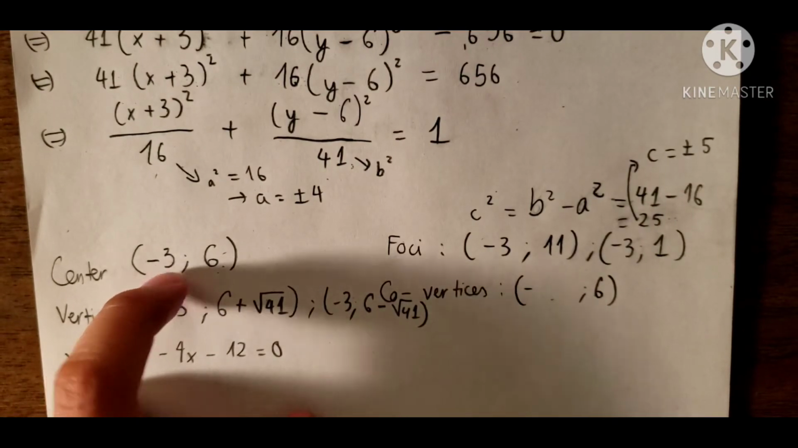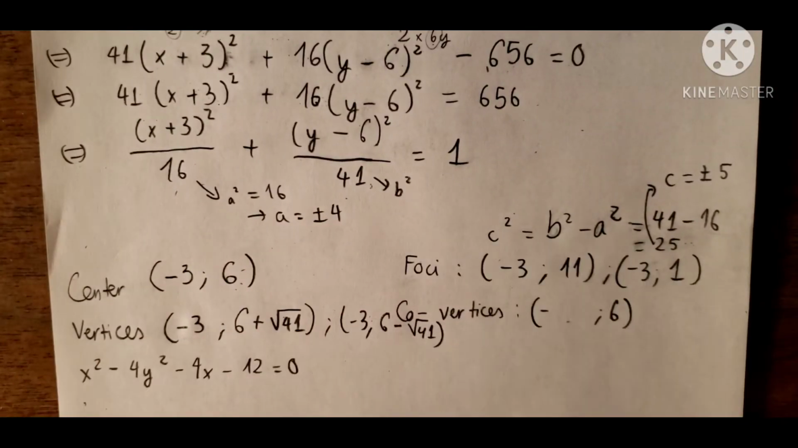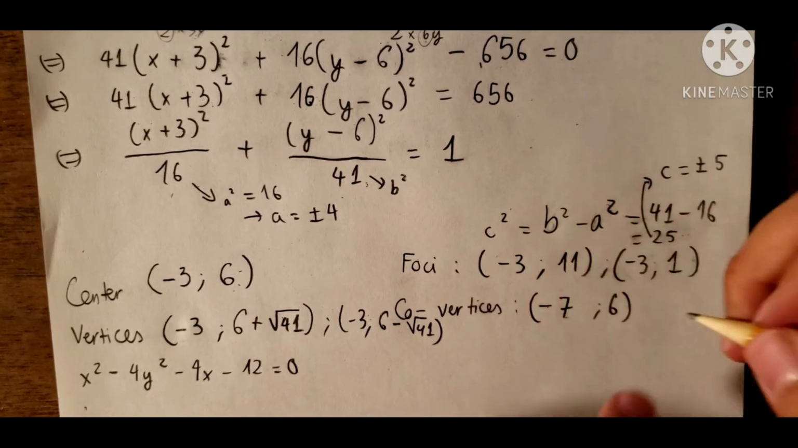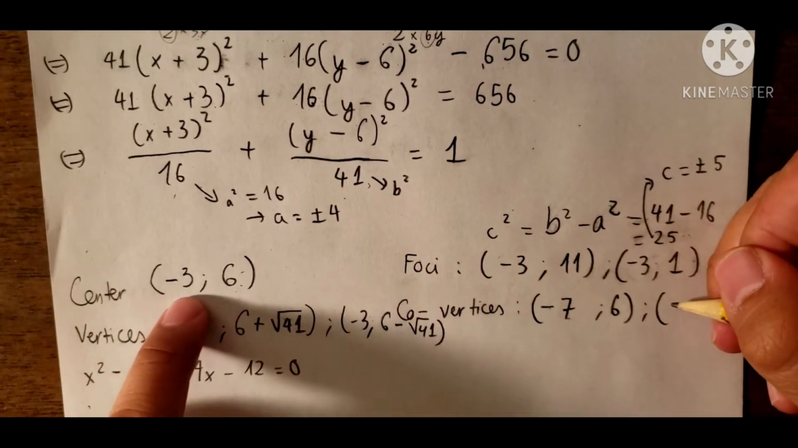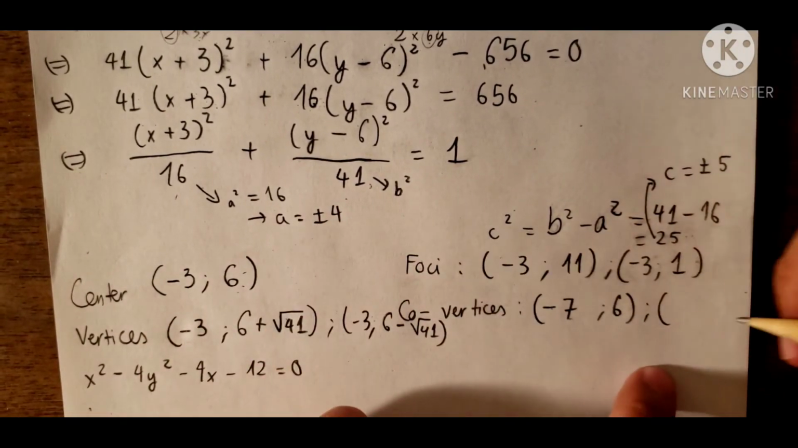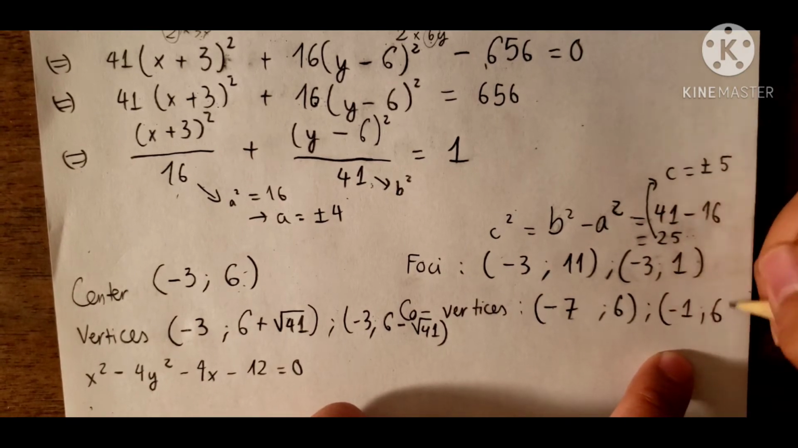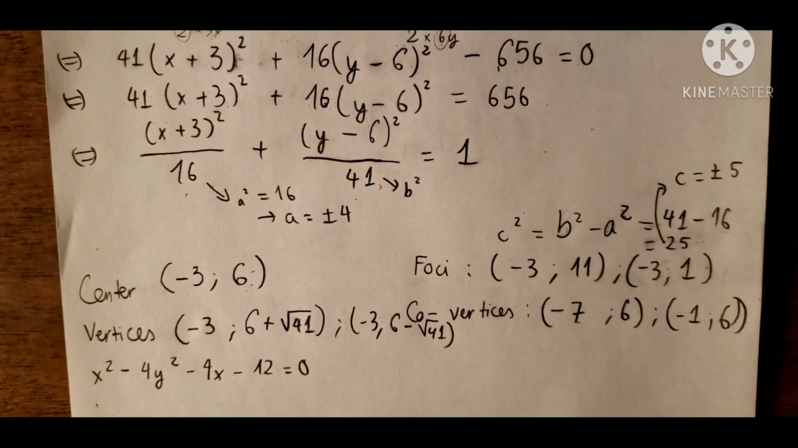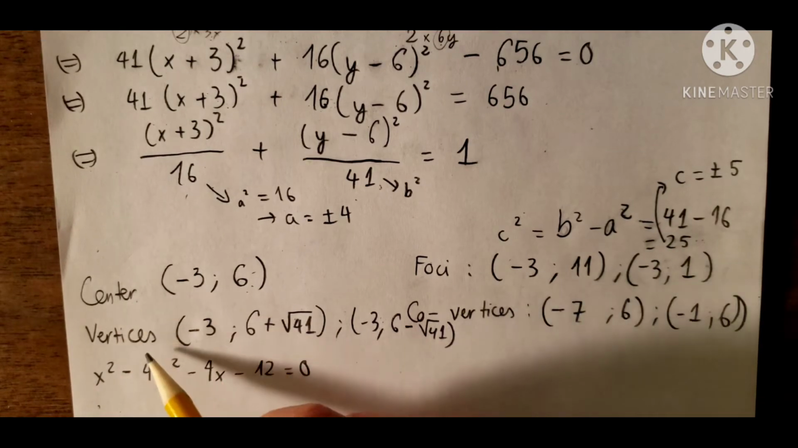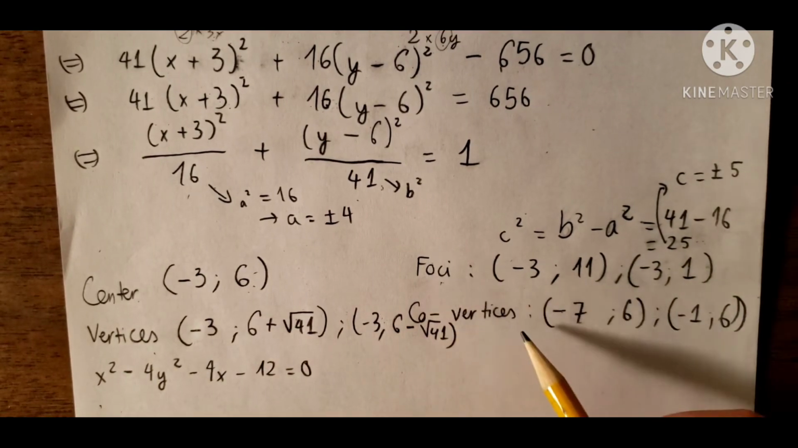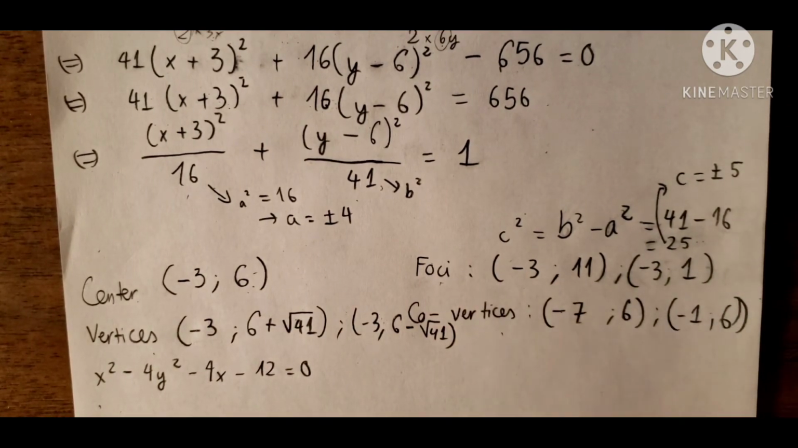So we have -3 and -4 in here. You got -7. We have -3 plus 4, you got -1. So we just finished finding the center, vertex, foci, and the co-vertex.